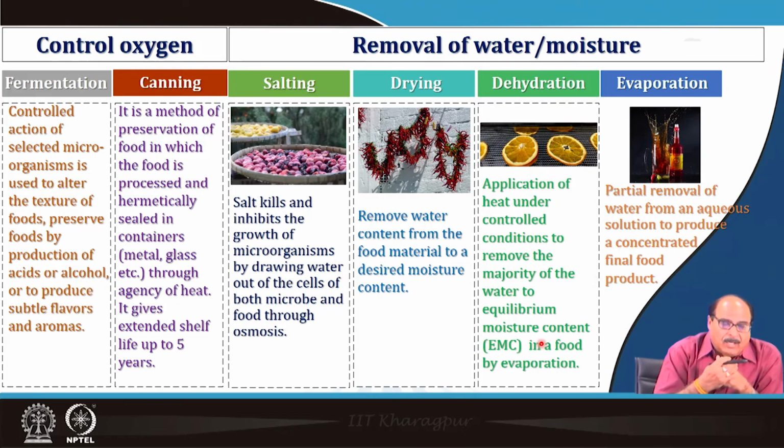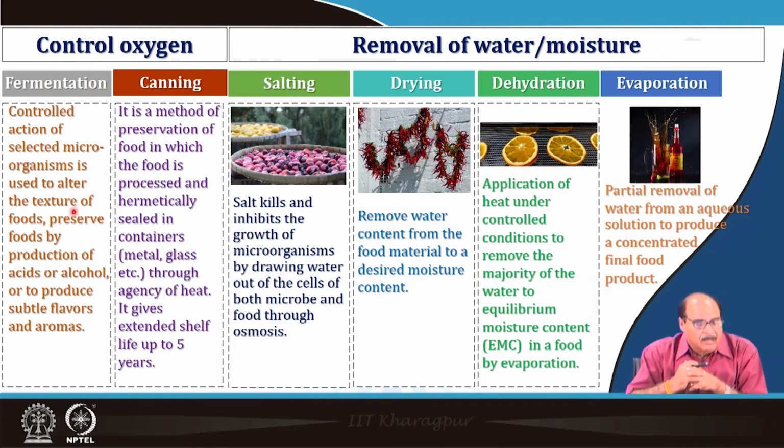Then control of oxygen, that is fermentation, where the controlled action of selected microorganisms is used to alter the texture of food, preserve food by production of acid or alcohol, or produce subtle flavors and aromas. Similarly, canning is a method of preservation of food in which the commodity is processed in hermetically sealed containers like metal, glass, etc., through the agency of heat. So, it gives an extended shelf life of more than 2 years or even more than that.